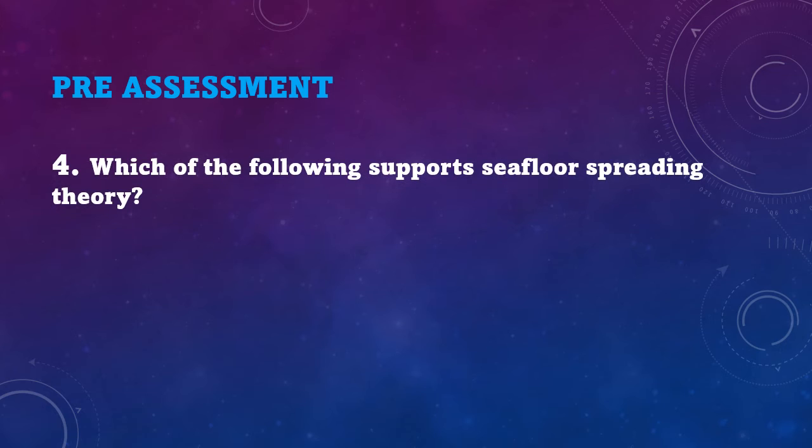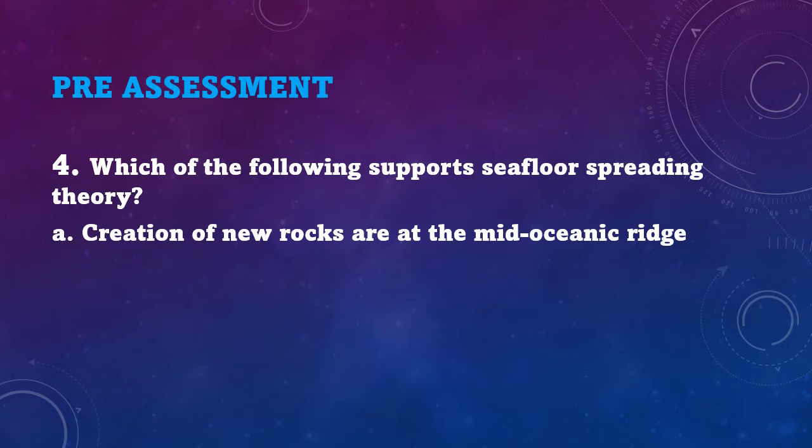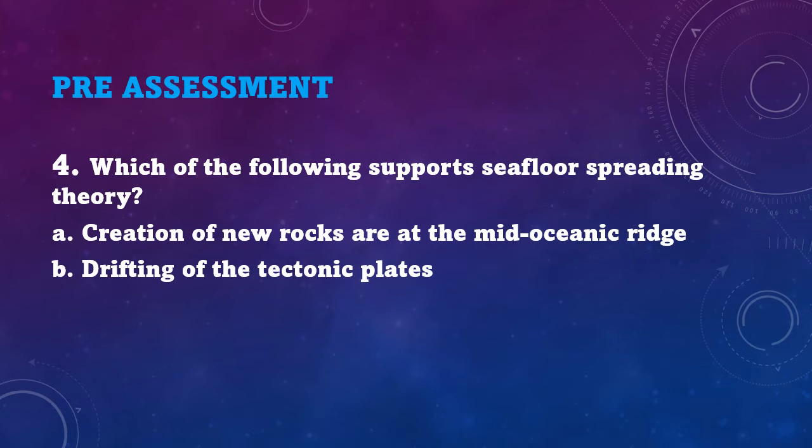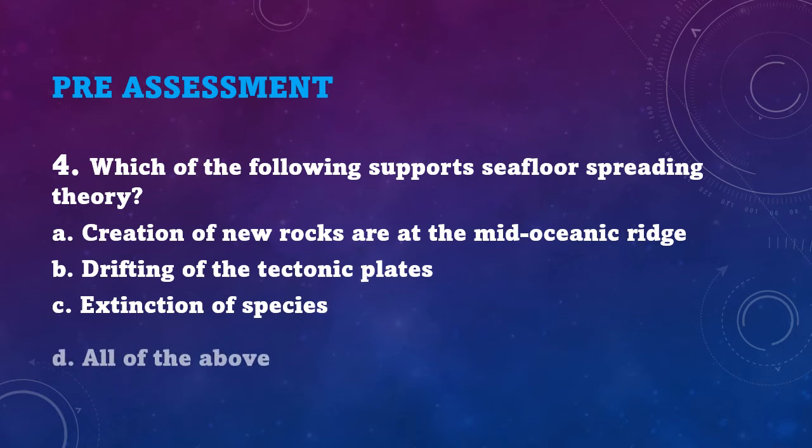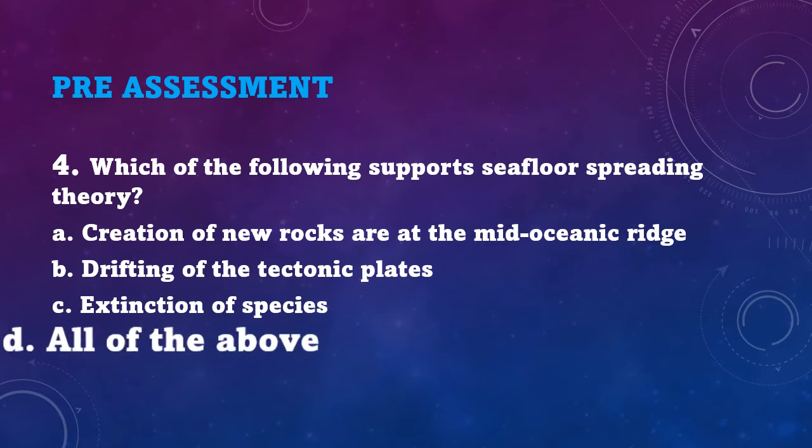Number 4. Which of the following supports seafloor spreading theory? Letter A. Creation of new rocks at the mid-ocean ridge. Letter B. Drifting of the tectonic plates. Letter C. Extinctions of species. And letter D. All of the above. The correct answer is all of the above.